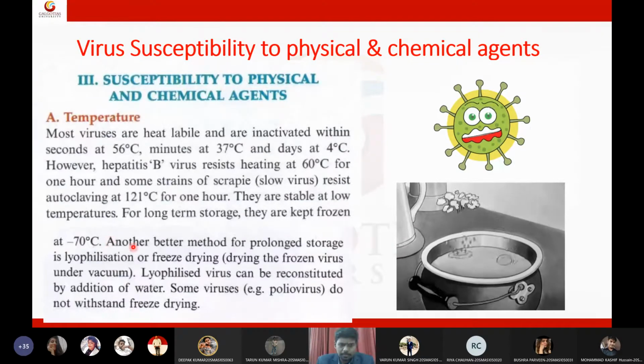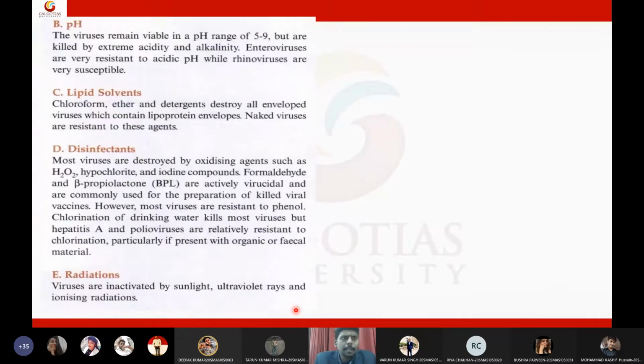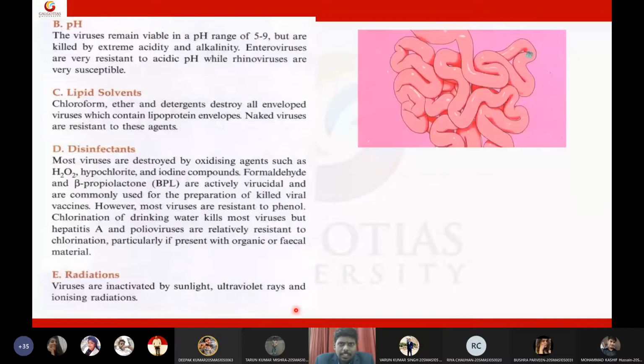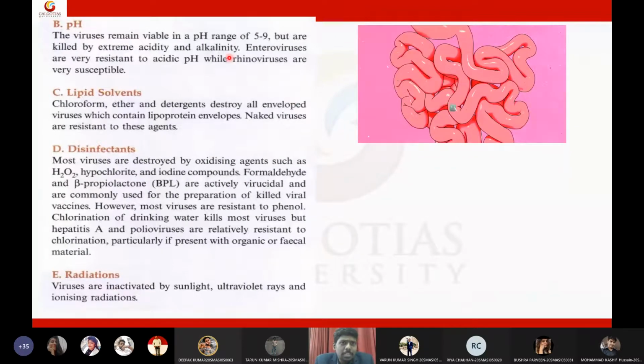Say for example, there are a few exceptions like polio virus. If you freeze the polio virus, it will be killed. Not all viruses can be preserved by negative temperatures, but most viruses can be preserved at temperatures such as minus 70 degrees centigrade. Then pH. Most of the viruses are viable in a pH range of 5 to 9. That means most viruses can survive around 5 to 9 pH, but are killed by extreme acidity or alkalinity.